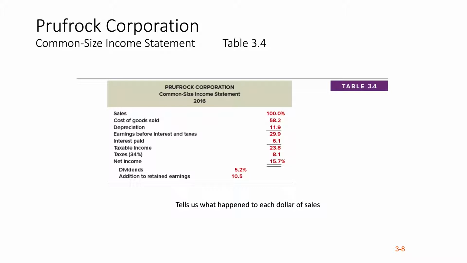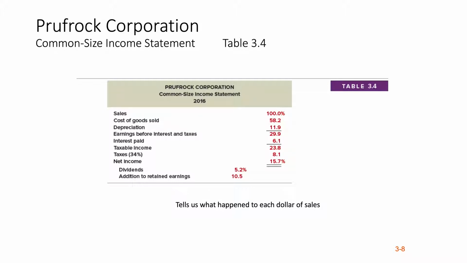Now, we only have 1 year here. But if we have multiple years, we can look at whether the company's profit margin is improving or decreasing. You can use this to find the company's strong points or weak points, etc.